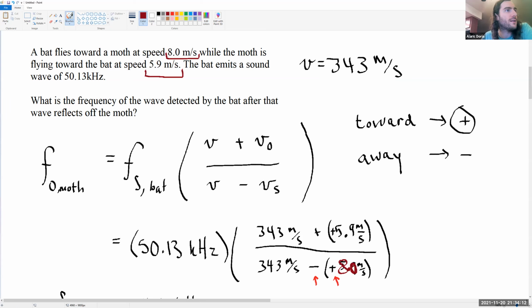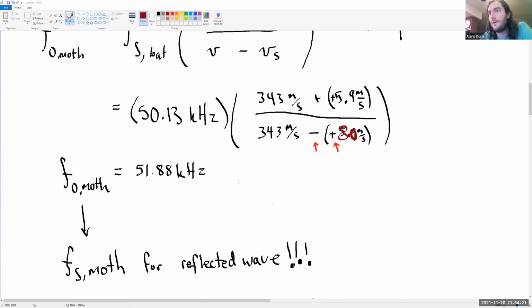So I'll go ahead and fix it over here. Replace the 5.9 with an 8.0. And actually I get 52.21. 52.21 here. 52.21 kilohertz. And that is the frequency that is reflected off of the moth.